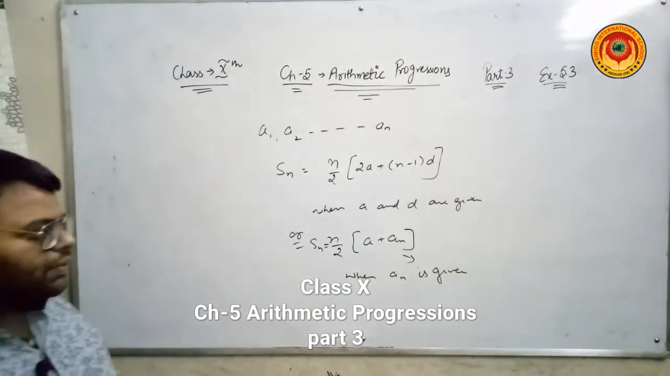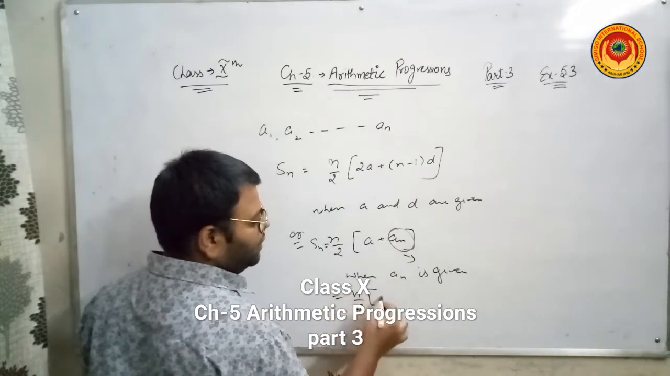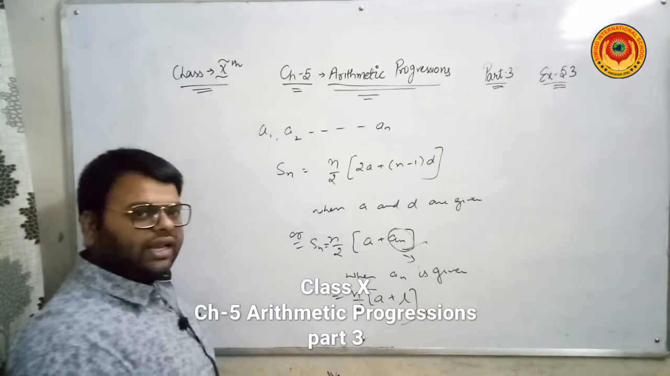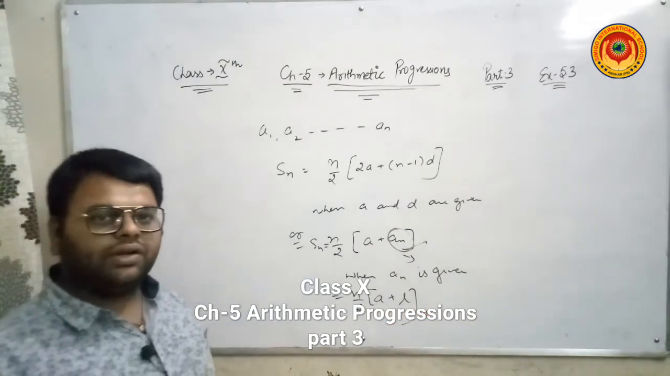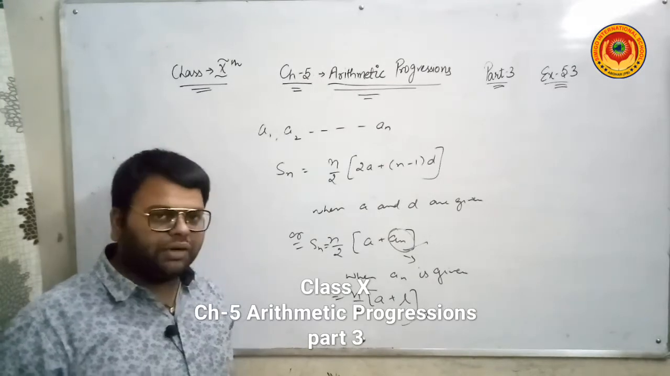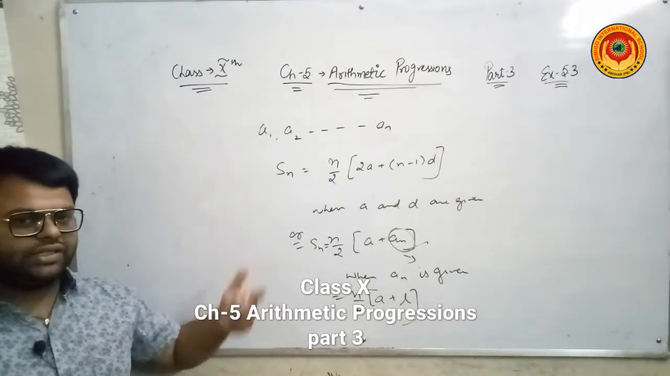When you have an, an is also called the last term, so many students also write n by 2 (a plus l). Both have the same meaning, because an and l are the same thing: last term or nth term, both have the same meaning. Getting my point? For the sum you have two formulas.